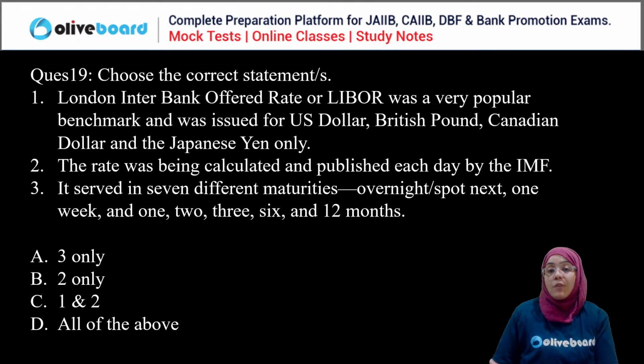Next question. See, choose the correct statement. London Interbank Offered Rate, also known as LIBOR, was a very popular benchmark and was issued for US dollar, British pound, Canadian dollar, and Japanese yen. The rate was being calculated and published each day by the IMF. It served in seven different maturities. Seven different maturities means overnight, 1 week, then 1, 2, 3, 6, and 12 months.